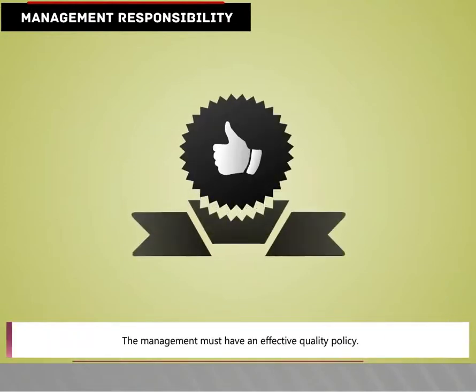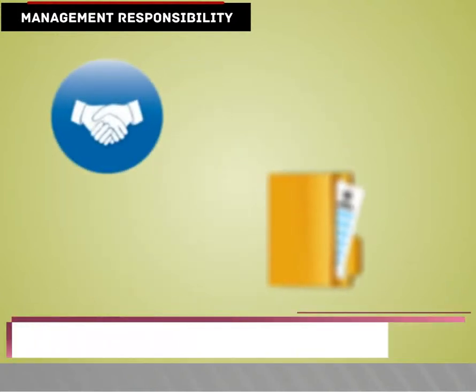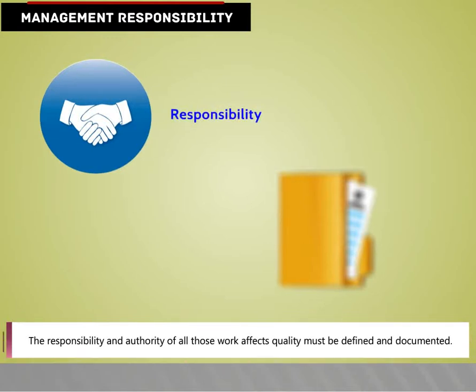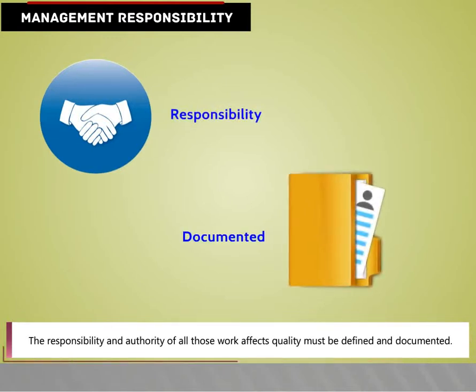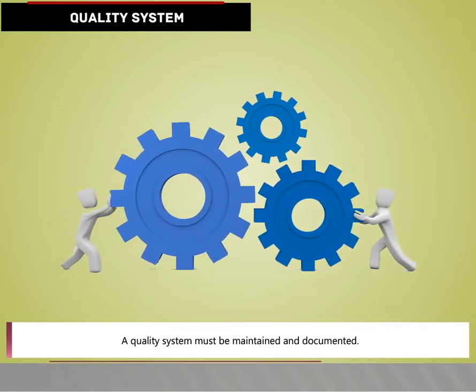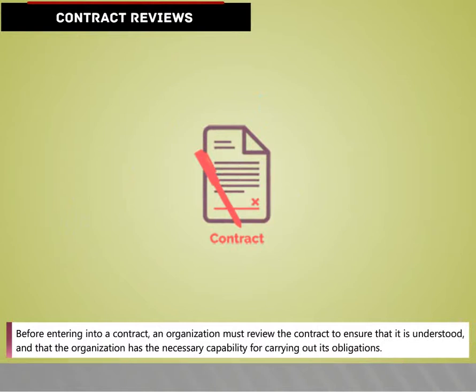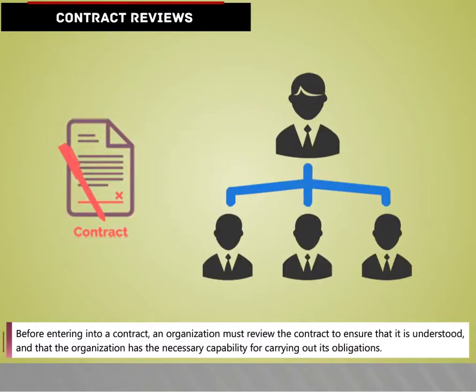Management responsibility. The management must have an effective quality policy. The responsibility and authority of all those whose work affects quality must be defined and documented. Quality system. A quality system must be maintained and documented. Contract reviews. Before entering into a contract, an organization must review the contract to ensure that it is understood and that the organization has the necessary capability for carrying out its obligations.